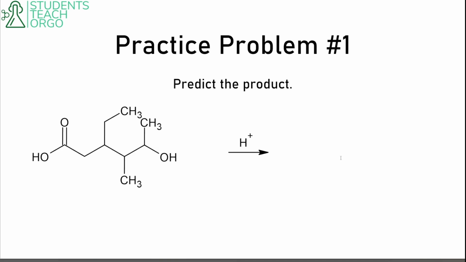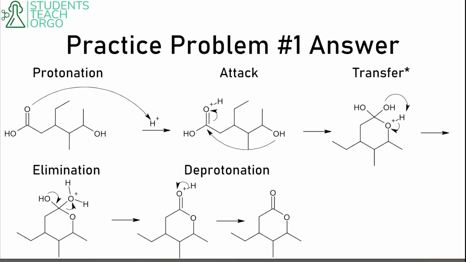Predict the product. Let's go over the answer. So I'm going to do this problem using a mechanism just to show how we get the final answer. So even though, yes, you can see that, okay, I'm going to connect this OH with this carbonyl, and I'm going to form a 1, 2, 3, 4, 5, 6-membered ring. Right, it might be a little hard to see that first.